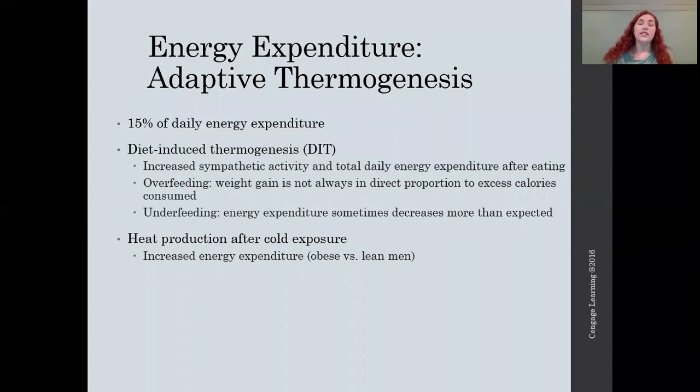On to the second type of energy output that makes up our total energy expenditure is adaptive thermogenesis. This is the production of heat in the body that follows exposure to cold or the intake of food. About 15% of our daily energy expenditure is made up of adaptive thermogenesis, and diet-induced thermogenesis is a component of adaptive thermogenesis in which heat is produced by body cells, particularly brown adipose tissue, and this is strictly in response to eating.